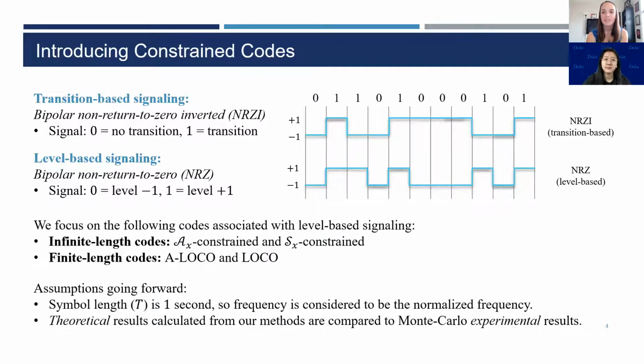Going forward, I would like to make you aware of a few assumptions that we have. So first of all, we assume that symbol length T is equal to 1, so that all the frequencies we plot against are considered normalized. Additionally, when we say theoretical results, that simply means that these results were calculated using our methods. And then if we have experimental results, those are simply going to be Monte Carlo results.